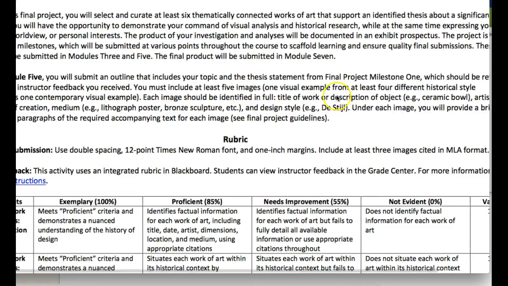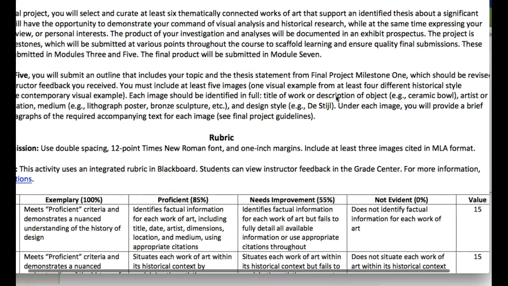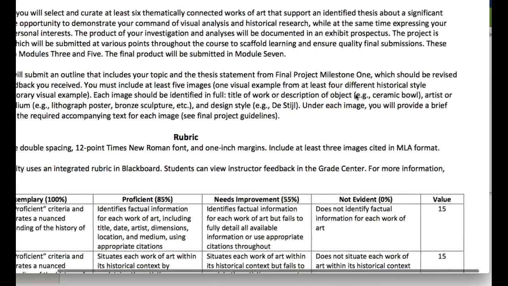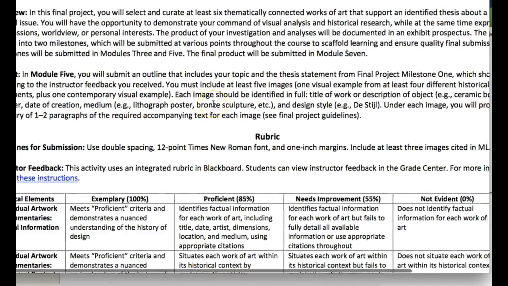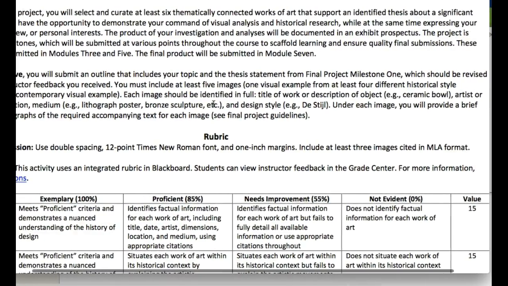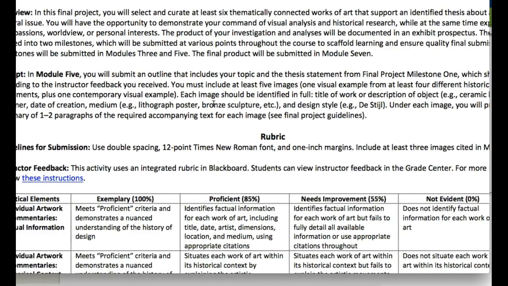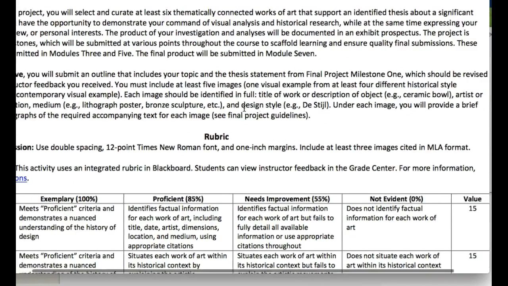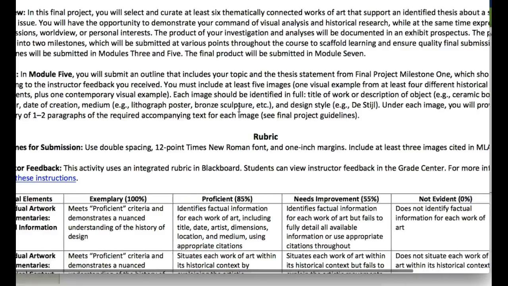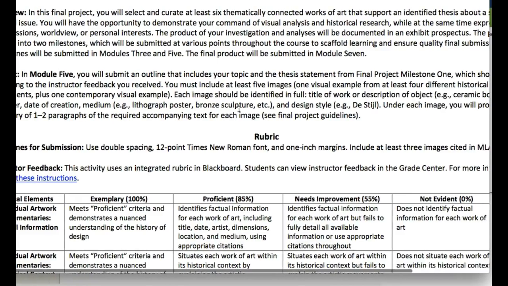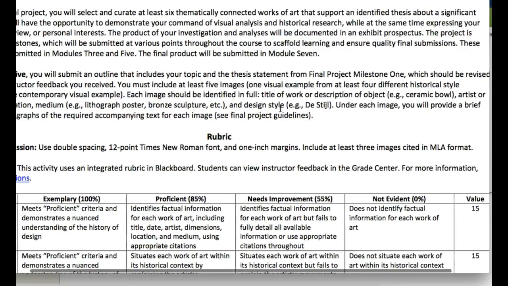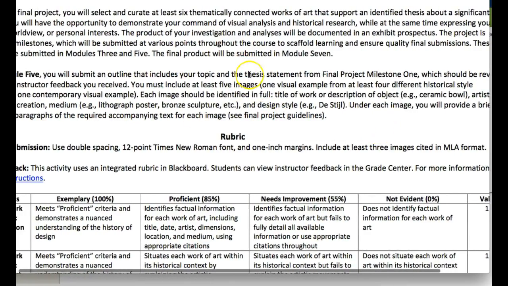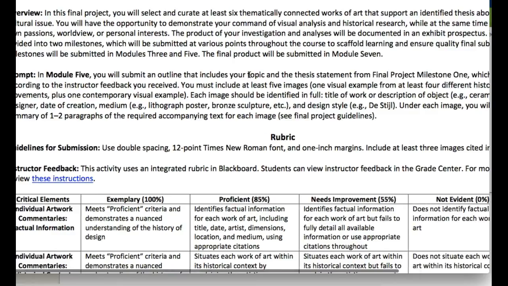In this submission, you're going to include 5 images. Remember, 1 visual example from at least 4 different historical movements, plus 1 contemporary visual sample. So you have to show the movements we've talked about, guys. Don't just pick random pieces that can't fit into a movement. Again, I want to repeat that: your choices have got to fit in the movements we're studying. You can't just pick random pieces from different historic periods and try to fit them in. They've all got to fit within the scope of the class, so to speak.